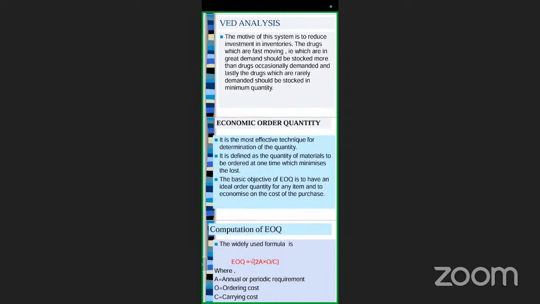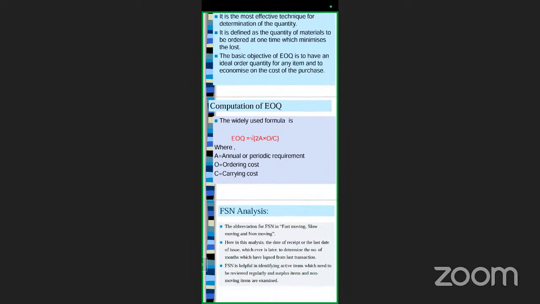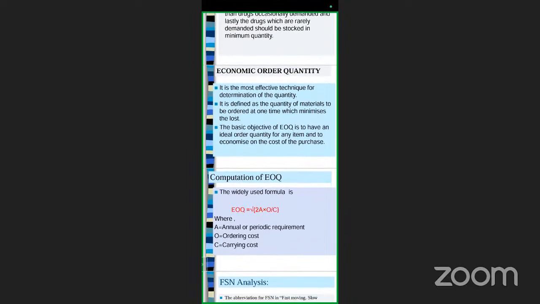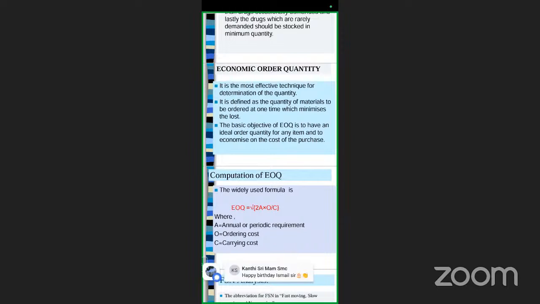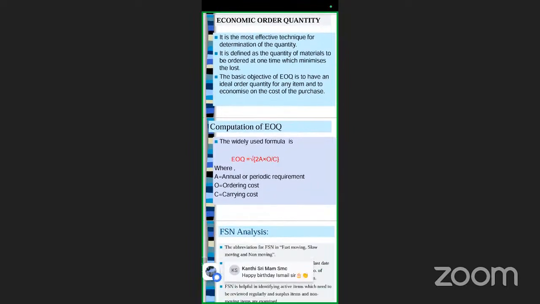Next, economic order quantity. This is very important. As I told you about the costs: ordering cost, carrying cost, and the annual cost. If you know the annual cost and ordering cost, you can put those costs into this formula: 2A, meaning annual cost, into O, meaning ordering cost, divided by carrying cost. You put that in to get the economic order quantity. That means, economically, how much order I need to place is called the economic order quantity.